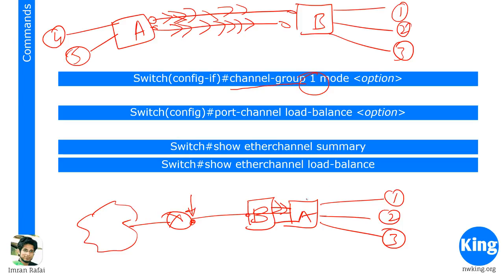So depending on the traffic, if this traffic is going to, let's say, switch 1, send traffic here. If it's going to PC3, send traffic here. If it is PC2, send traffic here, right? So that's something that you can change.